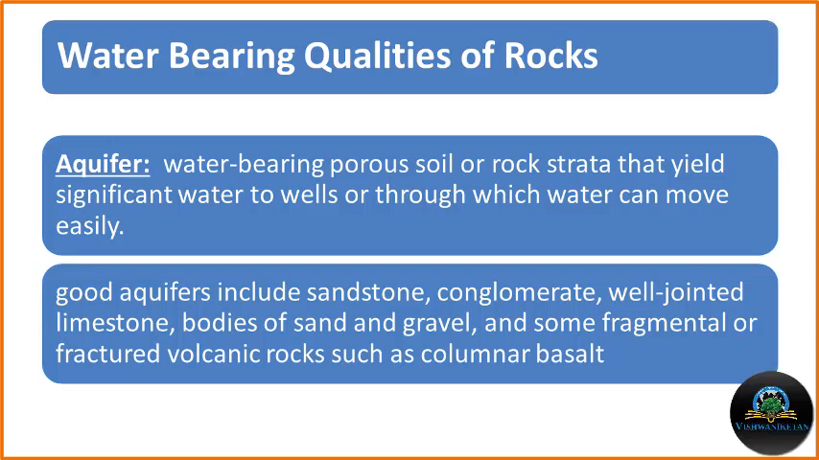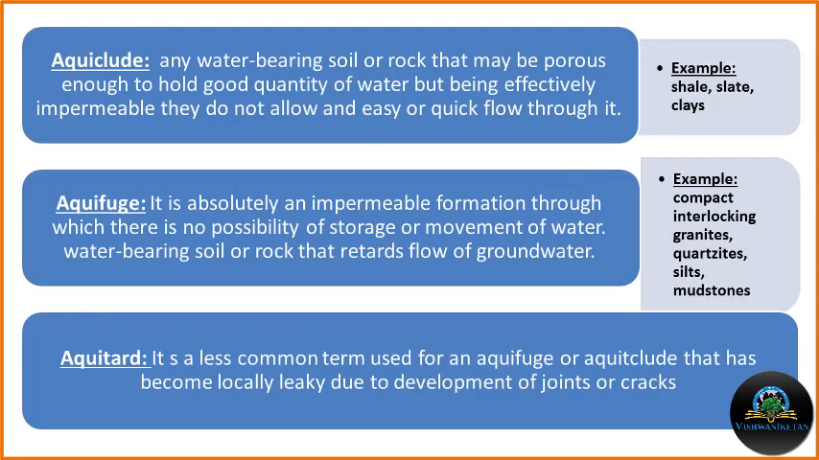But the condition over here is that if the pores or the solution cavities are present in the limestone, these must be interconnected. Bodies of sandstone, gravels, some fragmental or fractured volcanic rock such as the columnar joints or the vesicular basalt may also become a good aquifer. This will depend upon their total porosity and interconnection of voids.